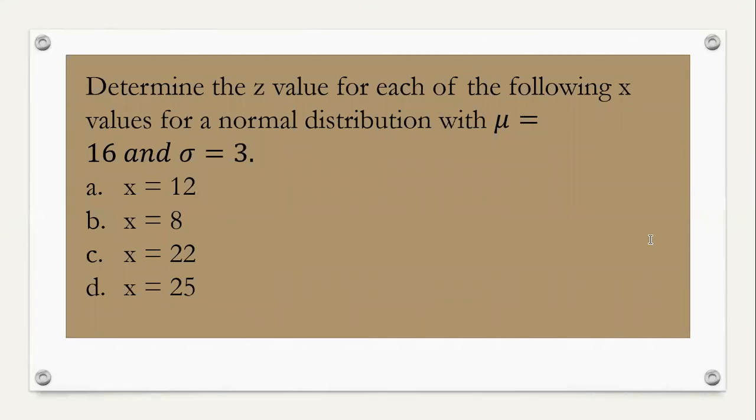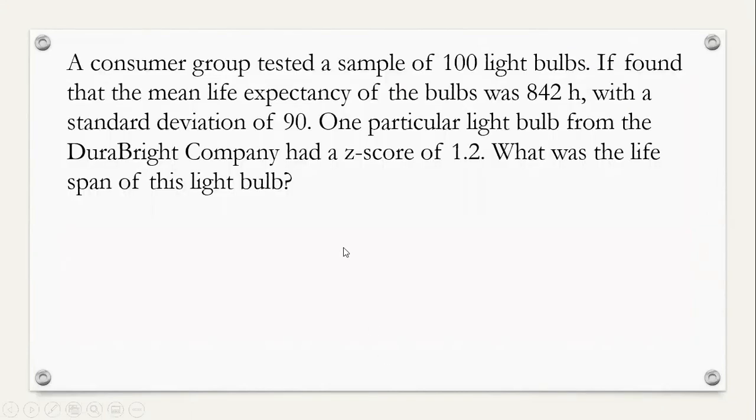Okay? So let's have a problem using the z-score formula. A consumer group tested a sample of 100 light bulbs. It found that the mean life expectancy of the bulbs was 842 hours with a standard deviation of 90. One particular light bulb from the Dura-Bright company had a z-score of 1.2. What was the lifespan of this light bulb?